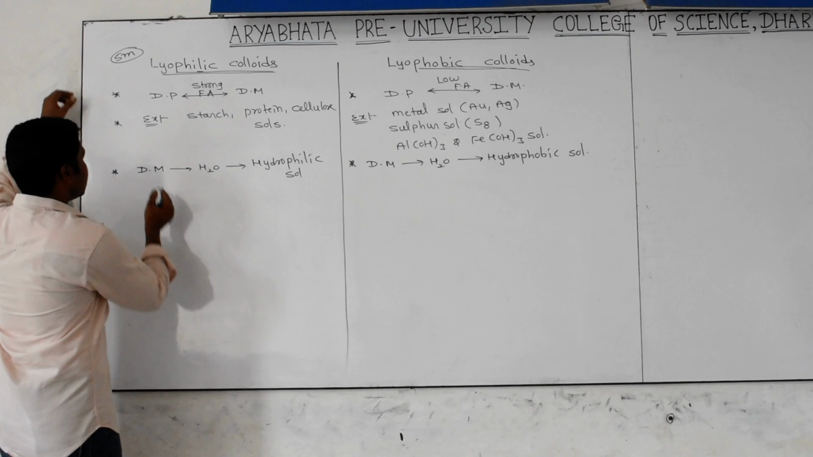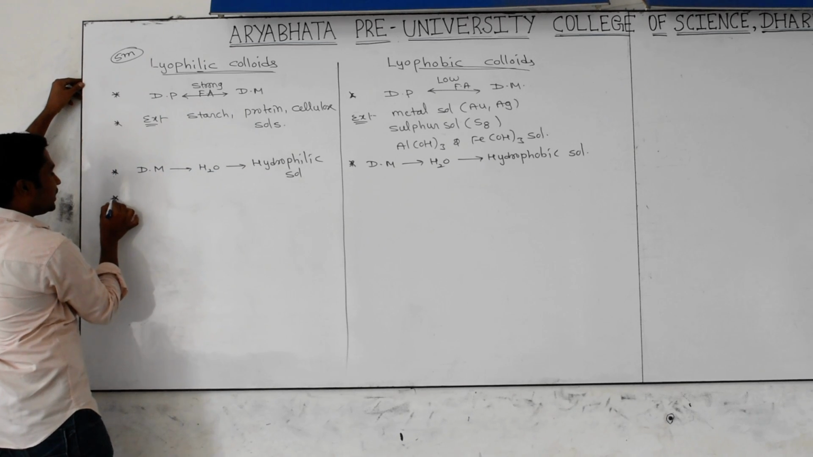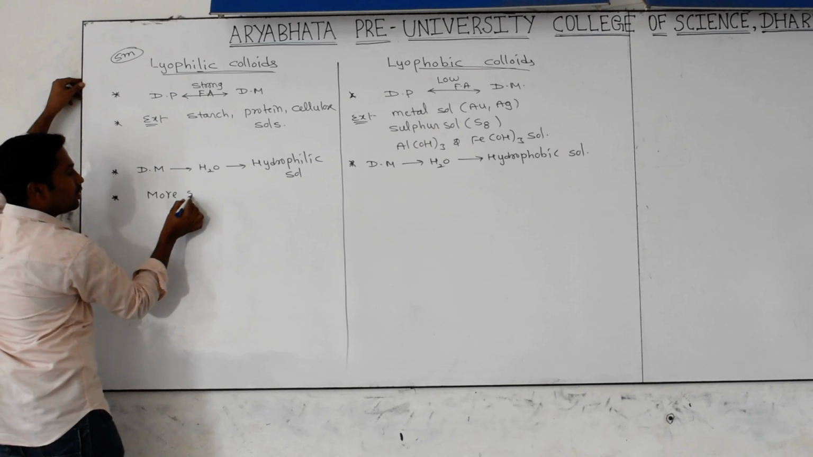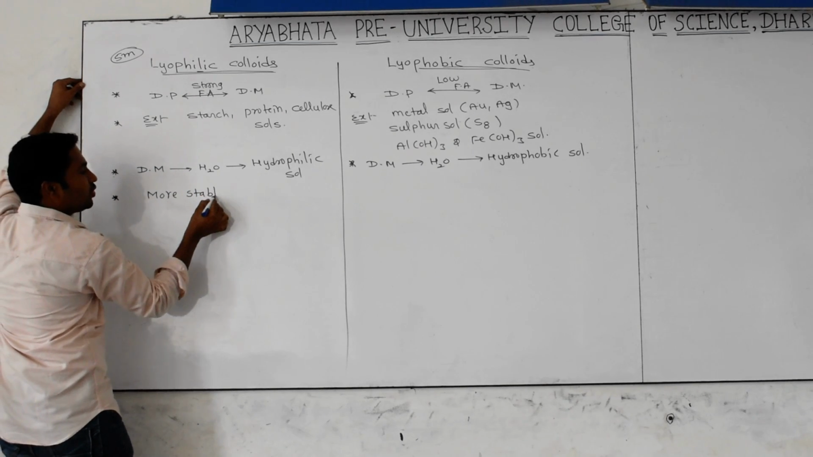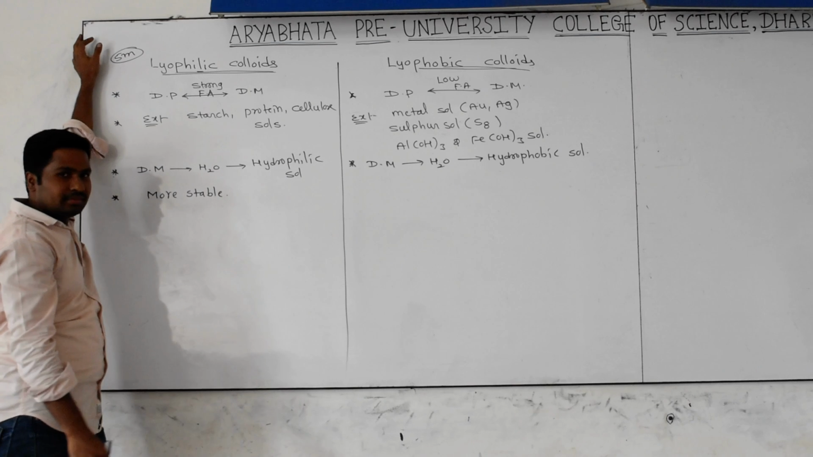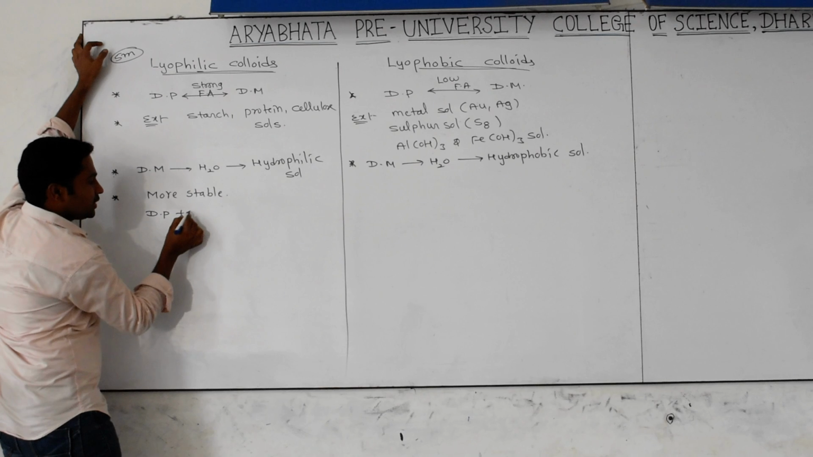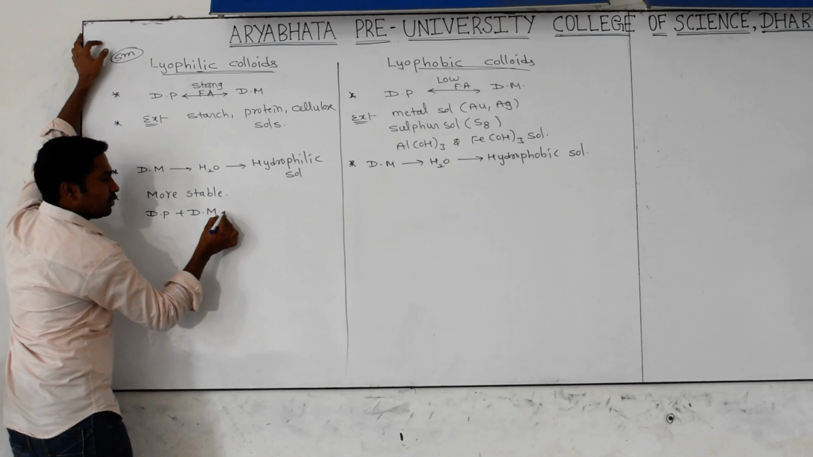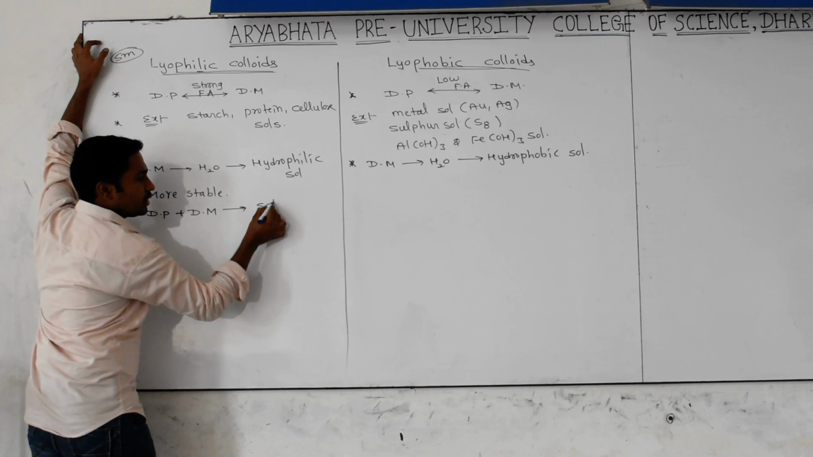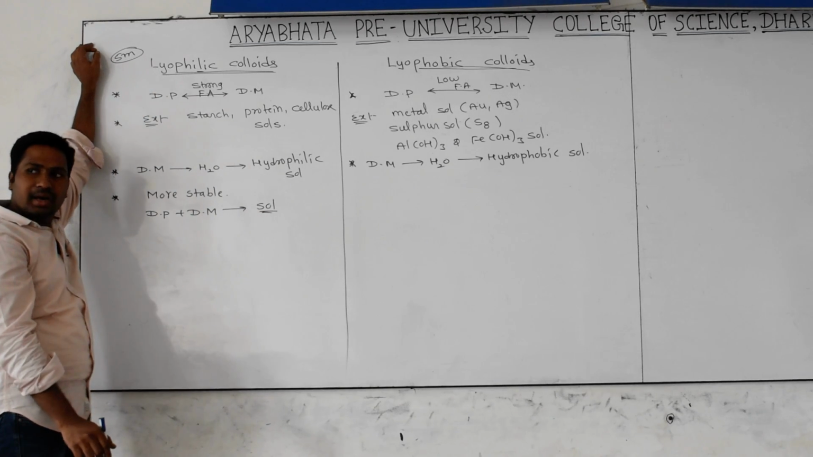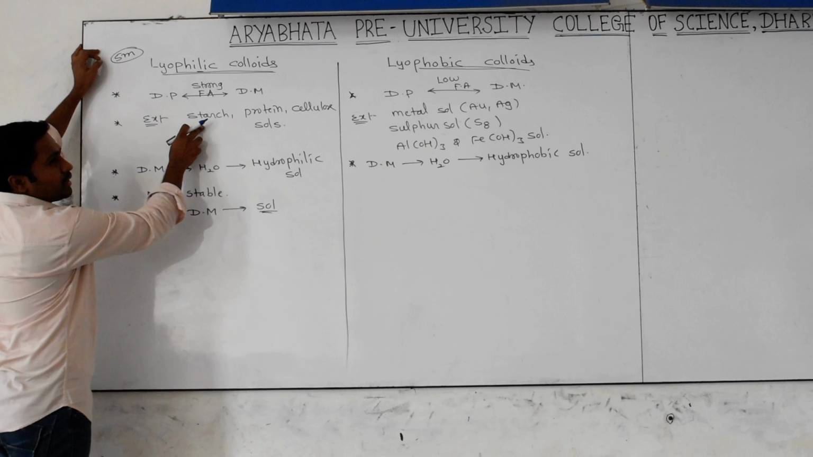Coming to some other things. If you take this one, it is more stable. Lyophilic sols are more stable. And sir, what is the meaning of stability? You take a dispersed phase particle mixed with a dispersion medium. Then what are we getting? A sol. That sol will be stable in case of lyophilic. Why? Because the force of attraction will be more.